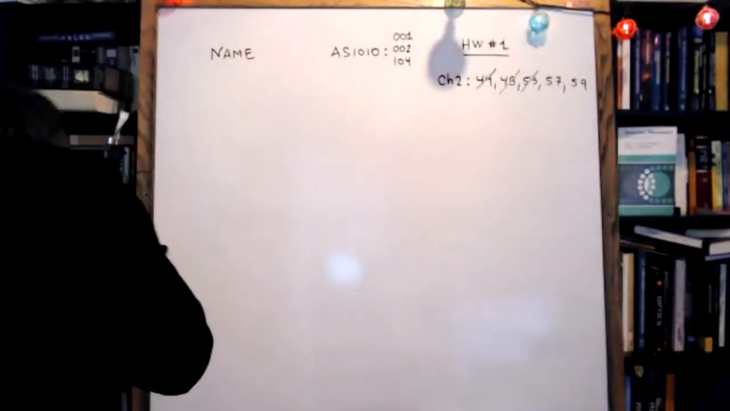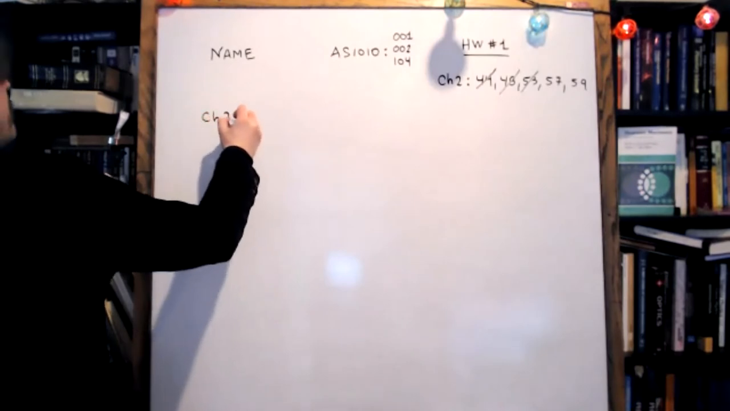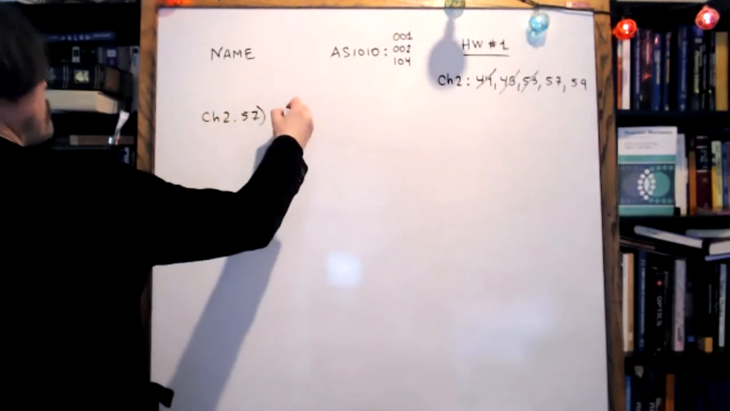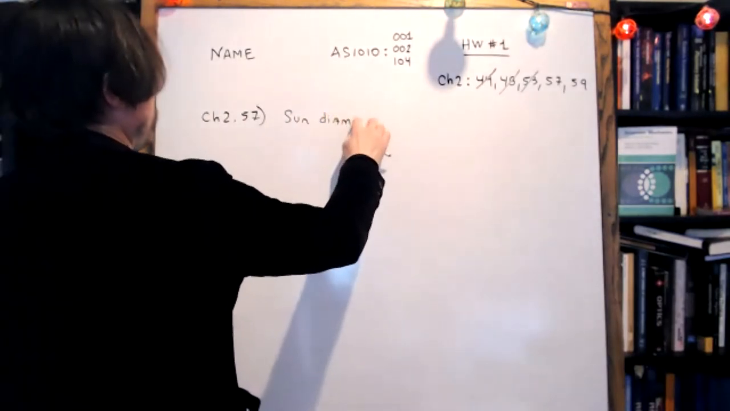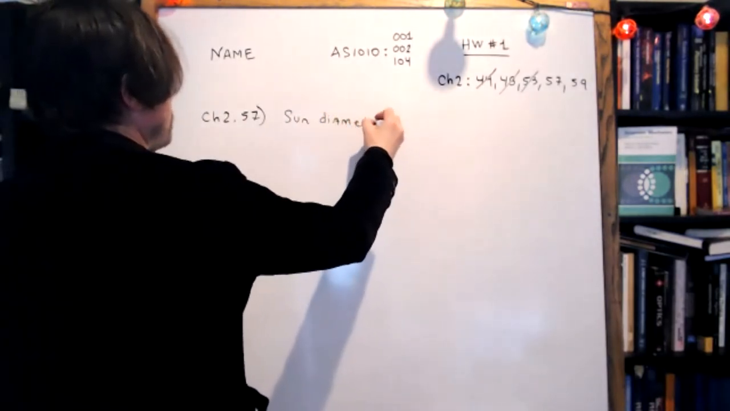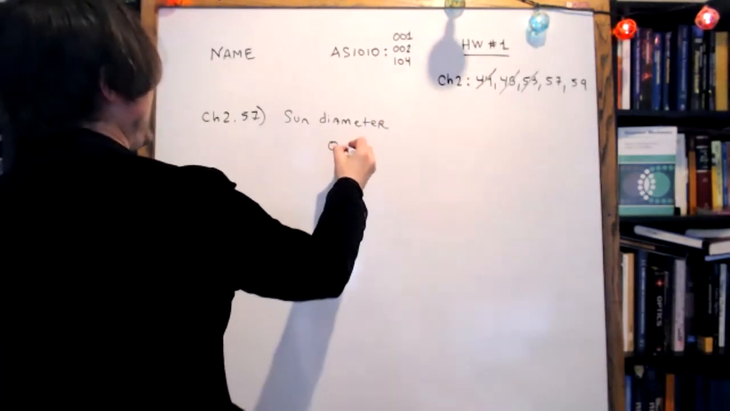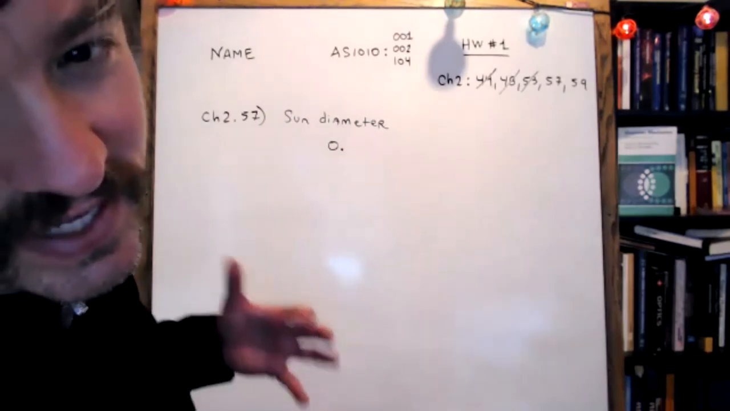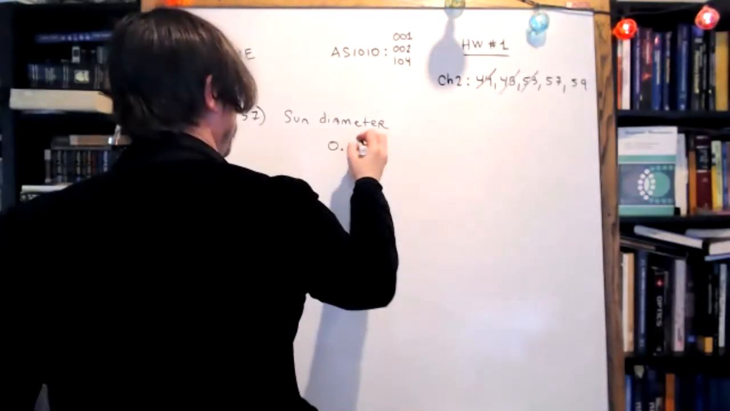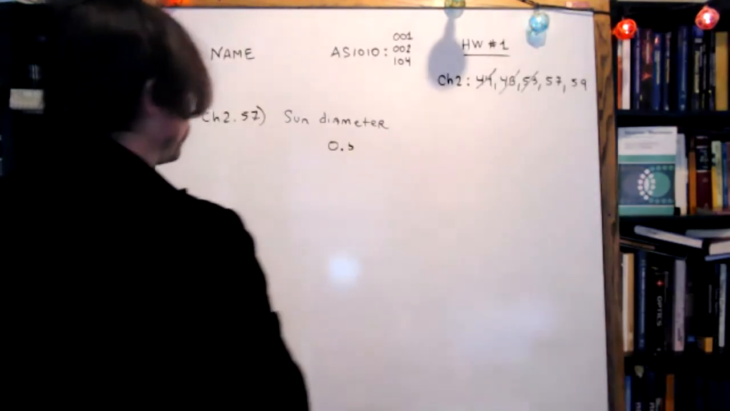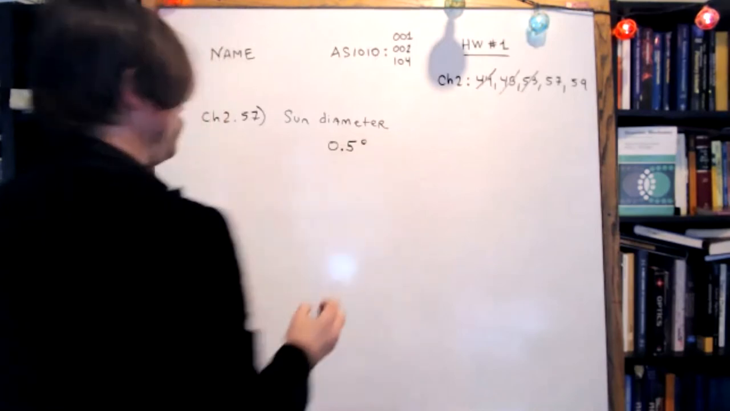All right, what question is it, which one? 57. Okay, so it says sun diameter. Use the sun's approximate distance of 150 million kilometers and an angular diameter of about 0.5 degrees to calculate the sun's physical diameter. Okay, I hate how they say angular diameter. They should have said angular size. There's no need to confuse you guys, but you know, sometimes. And it says compare your answer to the actual value of 1,390,000 kilometers.